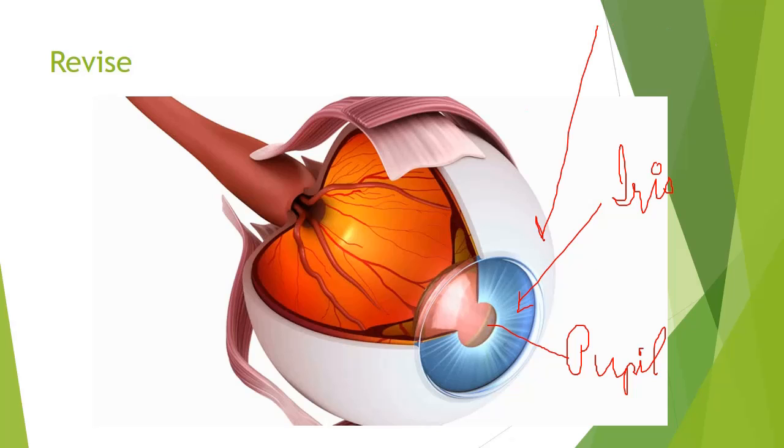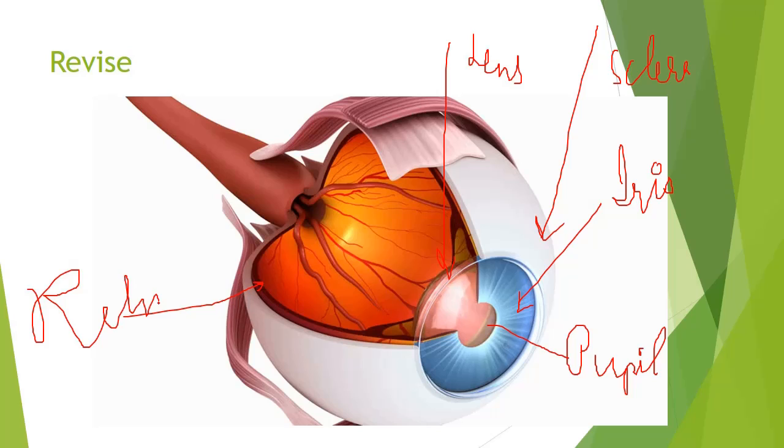Then there is the sclera, the white part. Then there is this black or blue part, the iris. This white part is known as the sclera. Then there is the lens. What is its work? It focuses the image on the retina. Where is the retina? This is the retina.